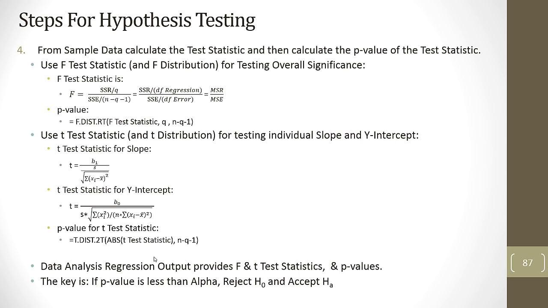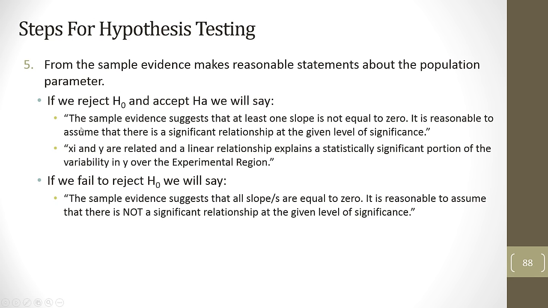Next slide, slide 87, is step 5. If we reject the null and accept the alternative, we'll say the sample evidence suggests that at least one of the slopes is not equal to 0. It's reasonable to assume that there's a significant relationship at the given level of significance. If we fail to reject the null, we'll say the sample evidence suggests that all slopes are equal to 0. It's reasonable to assume that there is not a significant relationship at the given level of significance. These conclusions are for our slope. We'll talk about what to do for the y-intercept when we run our data analysis regression.